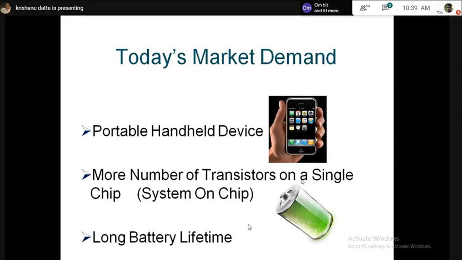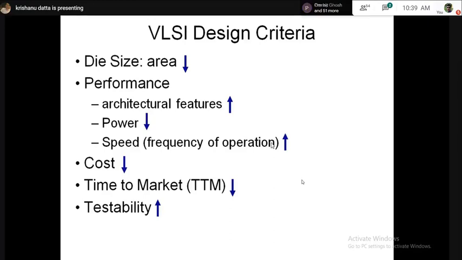Now, to satisfy the market trend, this is a single-page summary of VLSI design criteria. Whether you do the whole microchip, or a block or some module of it, this is pretty much the criteria all of us have to follow. Whenever I show a downward arrow, it means it has to be less, and an upward arrow means it has to be more.